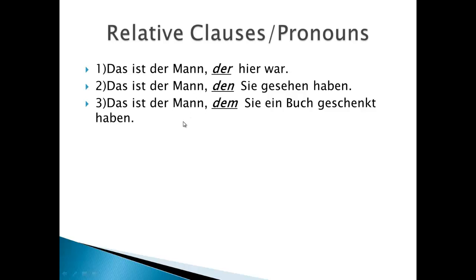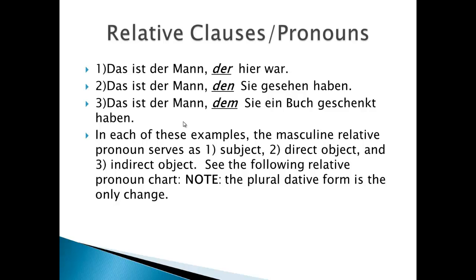And we have the subject being the first one. Das ist der Mann, der, all right? Number 2 would be the accusative direct object. Das ist der Mann, den Sie gesehen haben. And then the third one would be an example of the masculine being in the dative. Okay, das ist der Mann, dem Sie ein Buch geschenkt haben.